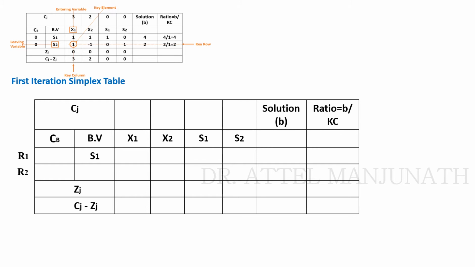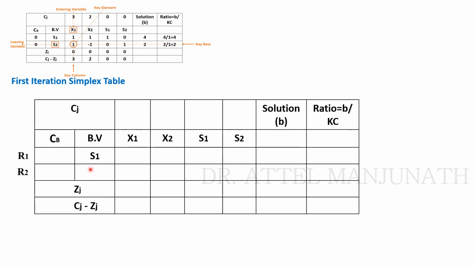Now, considering the previous table, in the first simplex table we have the key element, the entering variable and the leaving variable. And this is the first iteration table that we have written. The same table that you wrote for the first simplex table will be repeated the same way: this is the CJ, CB, BB, X1, X2, solution, ratio, everything. So here we have written only S1, and in the last table, in the first simplex table, the entering variable is x1 and the leaving variable is s2.